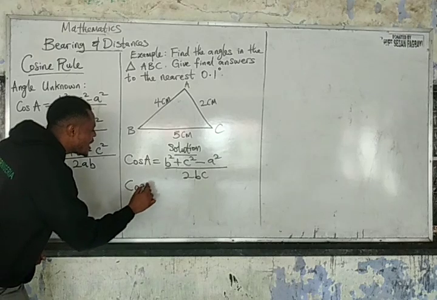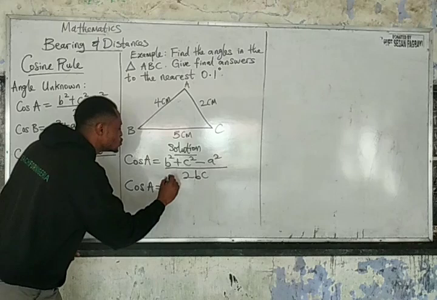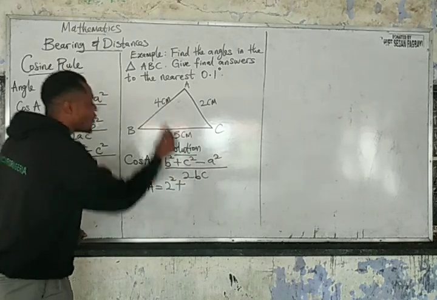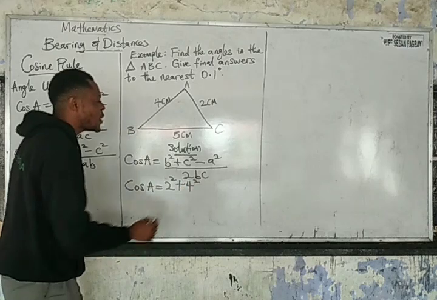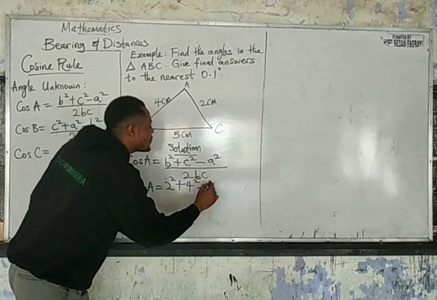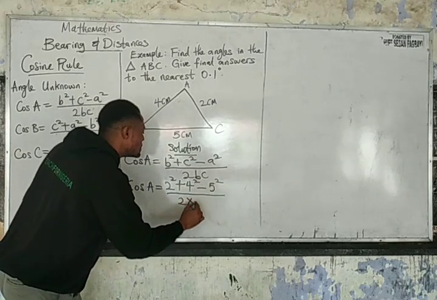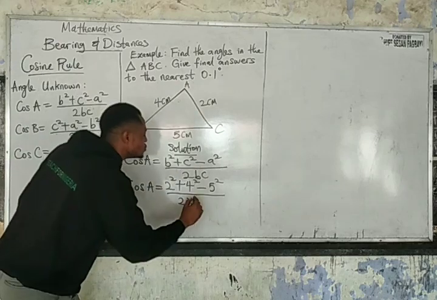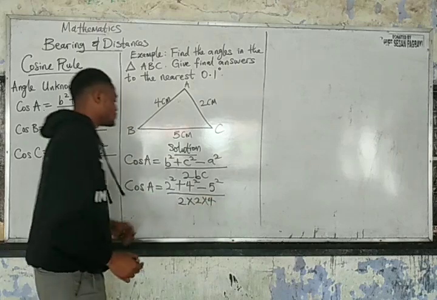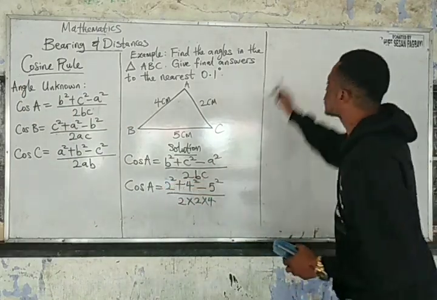Now let's substitute this value into this. We are looking for A, of course. So we have B. The B is 2. So we have the 2 raised to power 2. Then C. The C is 4. We have 4 raised to the power of 2 minus A, which is 5. We have 5 raised to power 2. Everything divided by 2 multiplied by B. B is 2. Then multiply by C. C is 4.